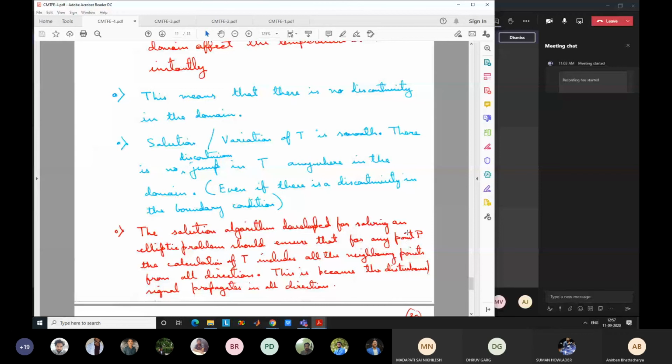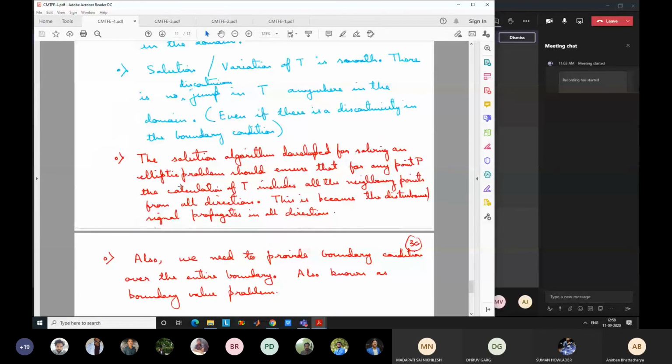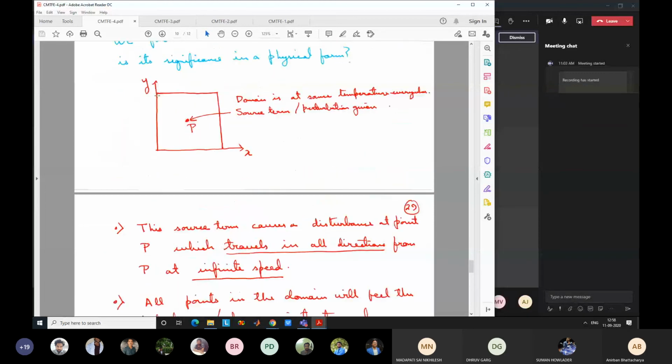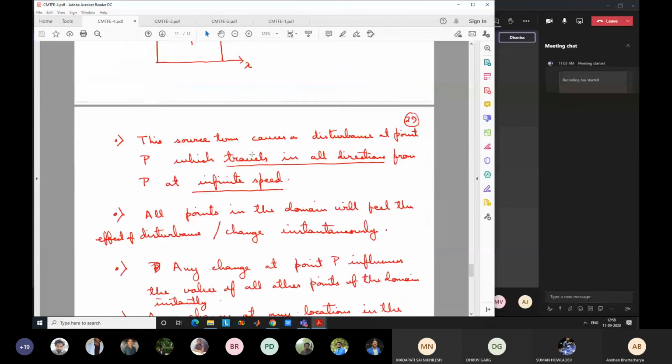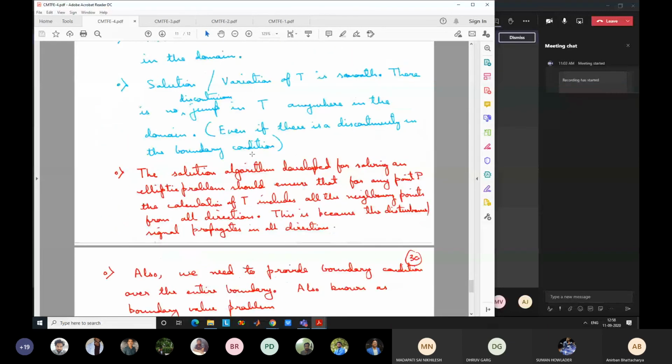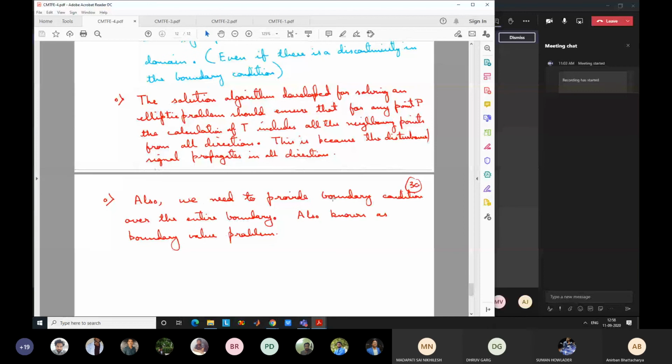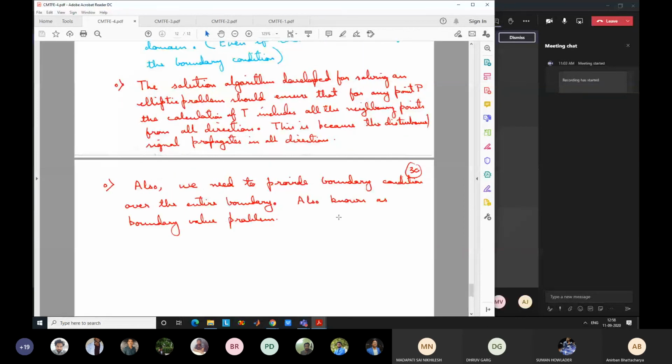Say I write AP into TP, where AP is the coefficient of this temperature for TP, should involve all the neighboring points. Okay. The other important thing is that for this type of problem, we need to provide a condition over the entire boundary. Okay, this is the entire boundary. If it's an arbitrary problem, boundary will be the entire arbitrary boundary. Over the entire boundary, we need to provide some condition, which we call the boundary condition. Okay, as a result, this is also called a boundary value problem.